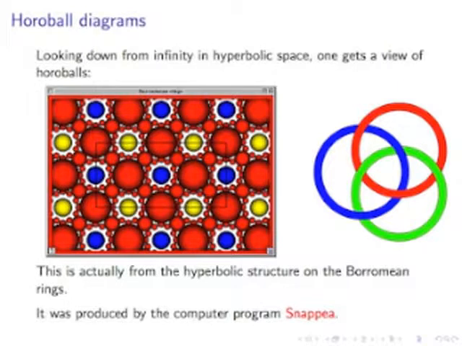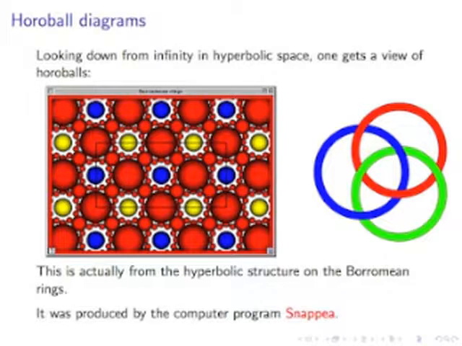So this is actually not the case of the figure 8 knot. This is the case of the Borromean rings complement. They're the Borromean rings, and the complement of them admits a hyperbolic structure. And so it's got a manifold with 3 ends. So looking from one end at all the arrangement of horoballs, you get a picture like this.